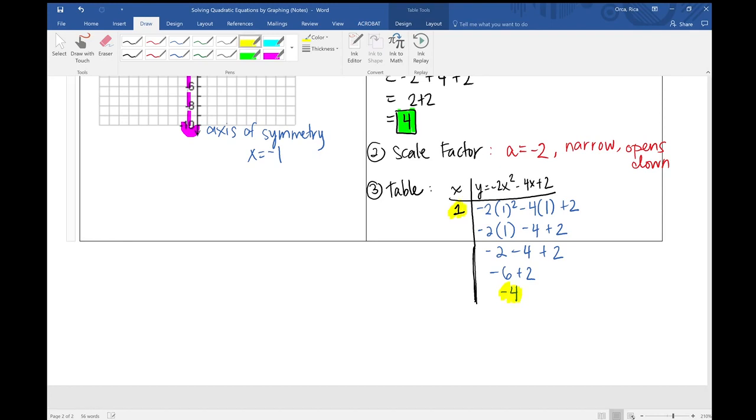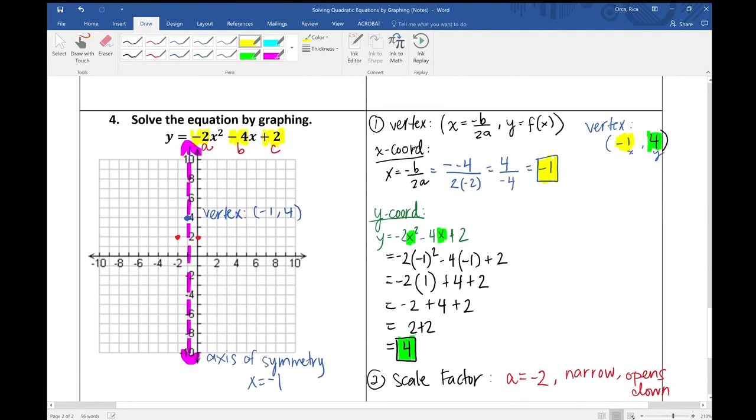Let's plot a point: 1, comma, negative 4. And if I have a point that's 2 units away from my axis of symmetry, I'm also going to have another point on the left side of my axis of symmetry. Draw the reflection. So at this step, I'll go ahead and draw my parabola. I'm not going to continue to make a table because if you look at my points, notice how if we draw our parabola, eventually it will cross the x-axis. And now I'm going to determine what my solutions are.